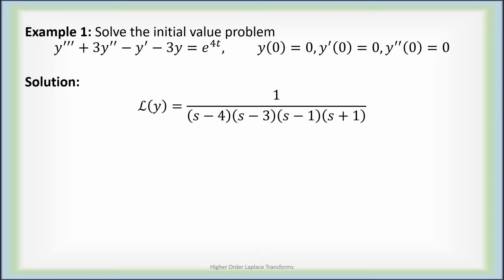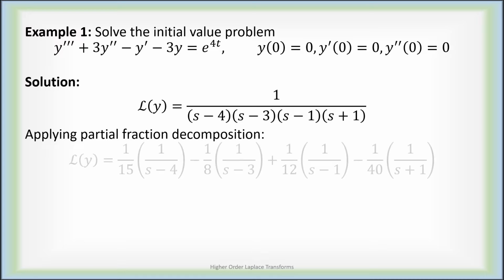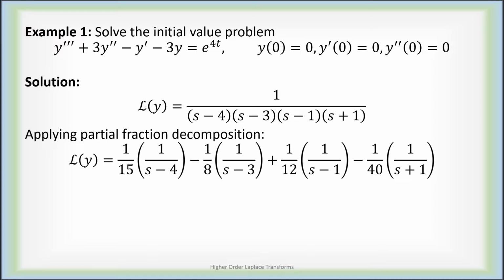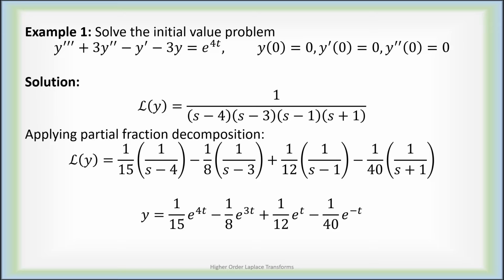So we've determined the Laplace transform of y, which solves this initial value problem, must be this rational function right there. We apply partial fraction decomposition as we've grown accustomed to doing when using the Laplace transform, and it works out to this. Okay? It takes some work. I just used a computer algebra system, to be honest. Thankfully, these are all easy to invert. The inverse Laplace transform of 1 over s - a, remember, is e^(at). So y must be 1/15 e^(4t) - 1/8 e^(3t) + 1/12 e^t - 1/40 e^(-t).